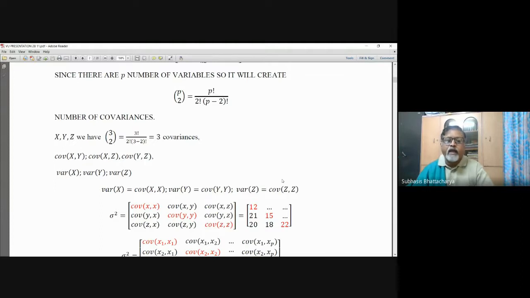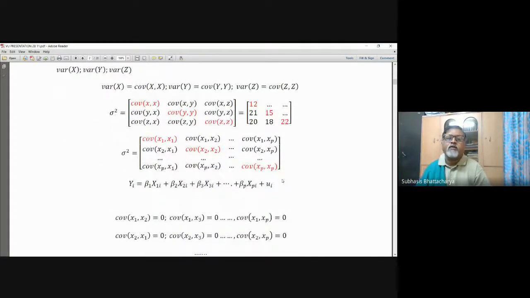So when there are three variables, we can form the variance covariance matrix as follows. The diagonal elements are covariance of xx, covariance of yy and covariance of zz, and the off diagonal elements are covariance of xy, covariance of xz, and covariance of yz. Those off diagonal elements are also represented in the lower triangle, that is covariance of yx, covariance of zx, and covariance of zy. If we look at the covariance formula, the covariance of xy is the same as the covariance of yx. These values are similar.